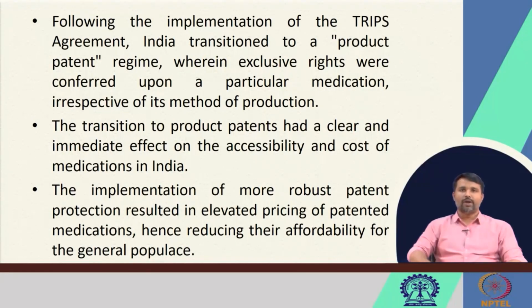The transition to product patents had a clear and immediate effect on the accessibility and cost of pharmaceutical drugs in the country. The implementation of a robust patent protection resulted in elevated pricing of patented medications and hence reducing their affordability for general populace. So, after the signing of the TRIPS, India had to implement product patent regime for pharmaceutical drugs as well. But TRIPS provided the flexibility which was exhausted in 2005.